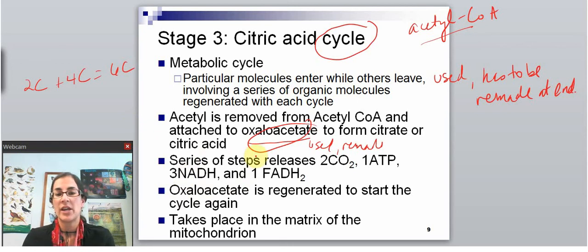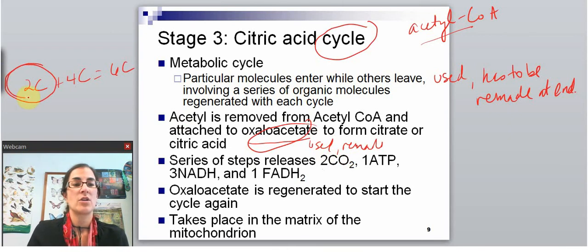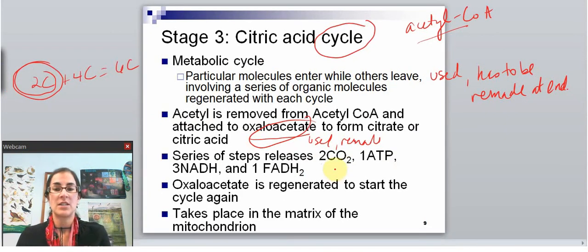This will then initiate a series of steps that will shed 2 CO2s. So remember, that was your acetyl group. Your acetyl group is being converted into CO2s. It will produce 1 ATP, 3 NADH, and 1 FADH2. This is per turn of the cycle.